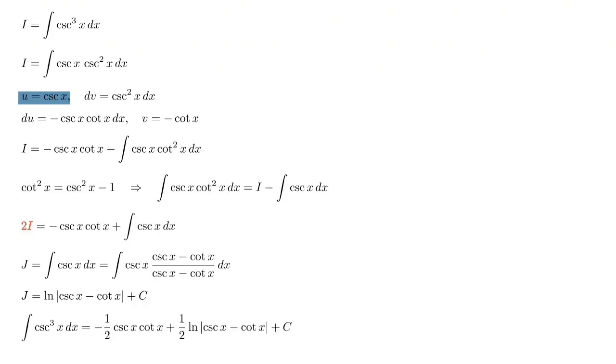This final expression is the standard antiderivative for cosecant cubed, and it's a nice mix of an algebraic trig term plus a logarithm term. This is the final antiderivative, a cosecant cotangent term and half a natural log term.